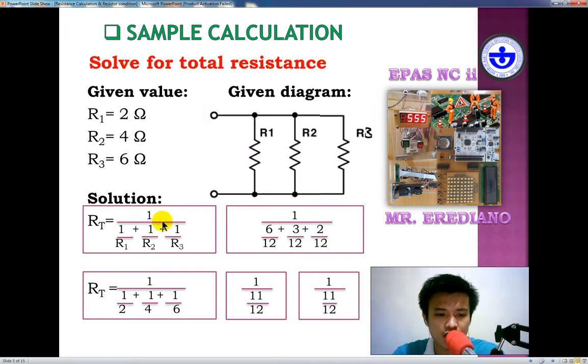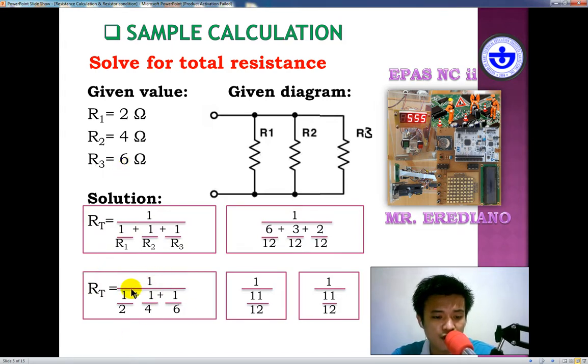RT equals 1 all over 1 over R1 plus 1 over R2 plus 1 over R3. If we substitute these values in this formula, we have below RT equals 1 all over 1 over 2. 2 is the value of R1, that's why we replace R1 here with 2. Then plus 1 over R2, that is 4 ohms, so we got 4 here. This is R2, coming from the given. So again, 4 ohms is coming from the given, and this is for R2. Then we replace R3 here with 6, because R3, based on the given, is equal to 6 ohms. So we got this number now.